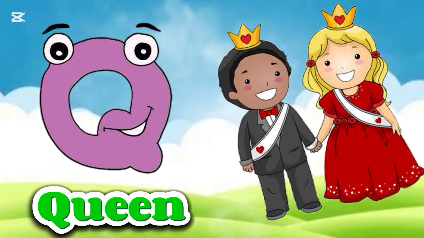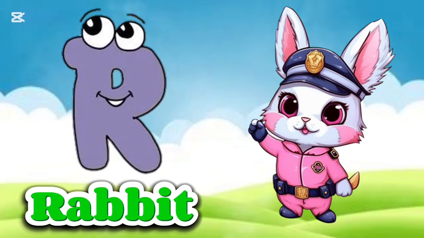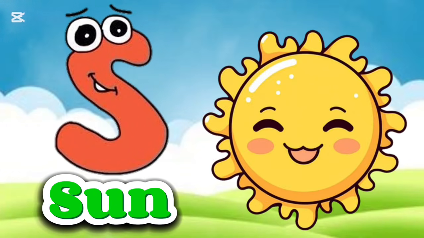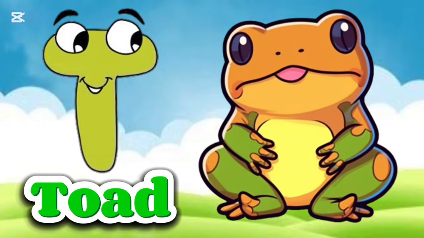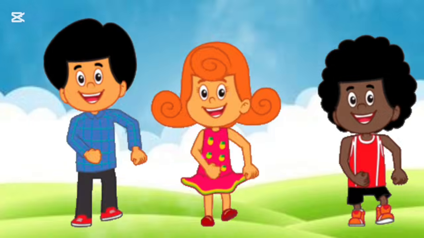Q is for queen, queen. R is for rabbit, rabbit. S is for sun, sun. T is for toad, toad.